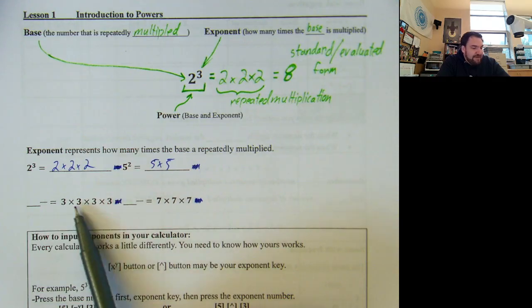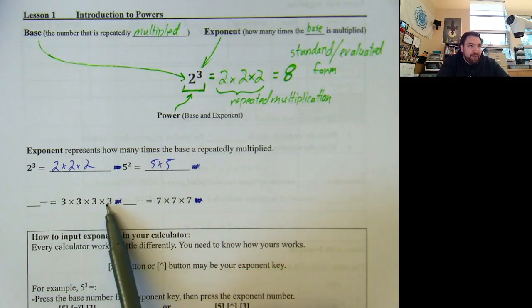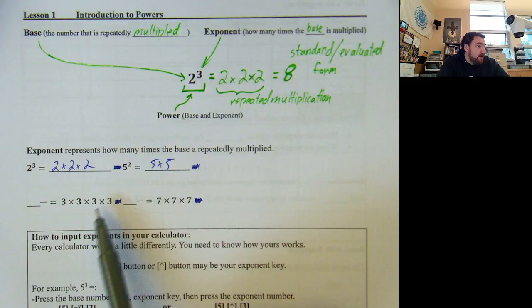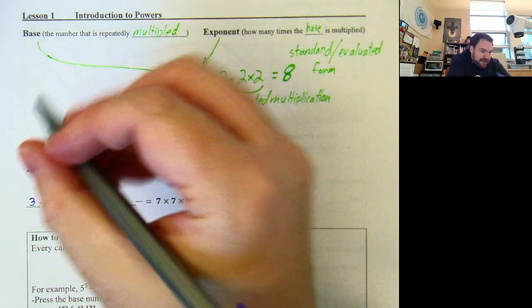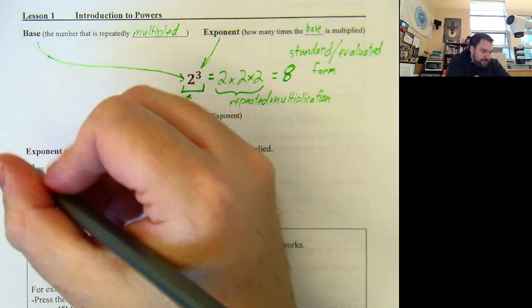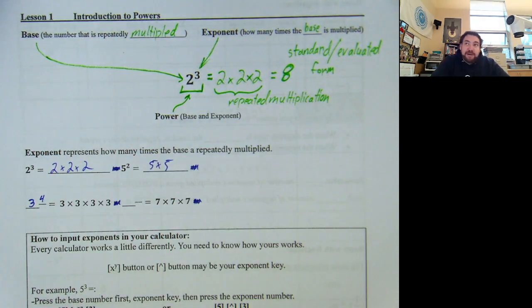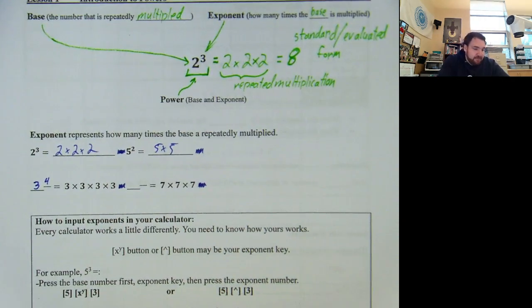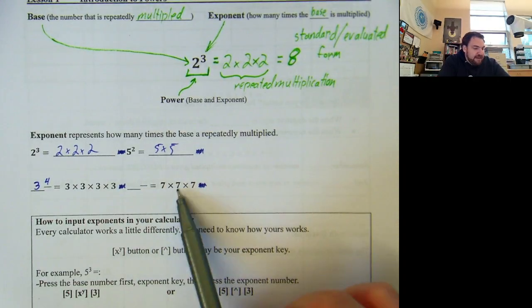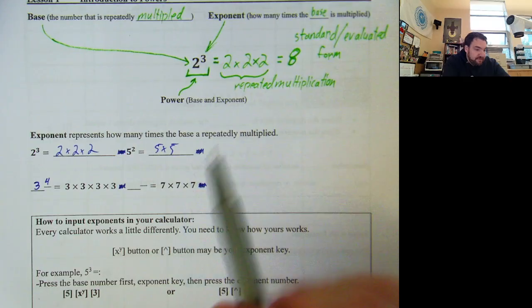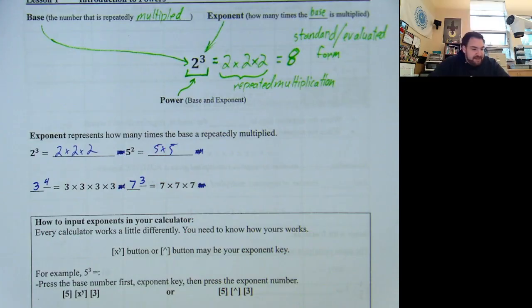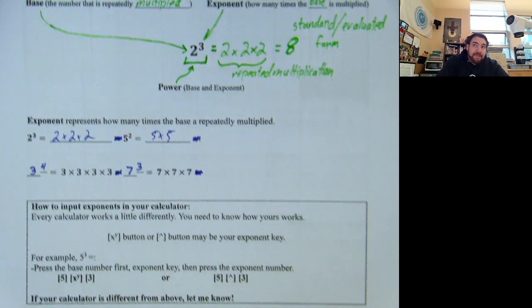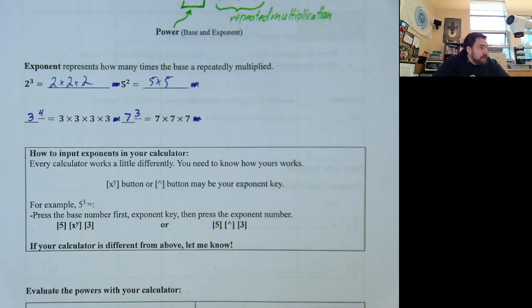If I have 3 times 3 times 3 times 3, how could I write that in more condensed notation, in power form? The thing that's getting multiplied is 3. How many times is it getting multiplied? 4 times. So I got a 3 to the power of 4 in there. Here I could make this guy 7 to the third. All sorts of ways to say this. We could call it 7 cubed or 7 to the power of 3.